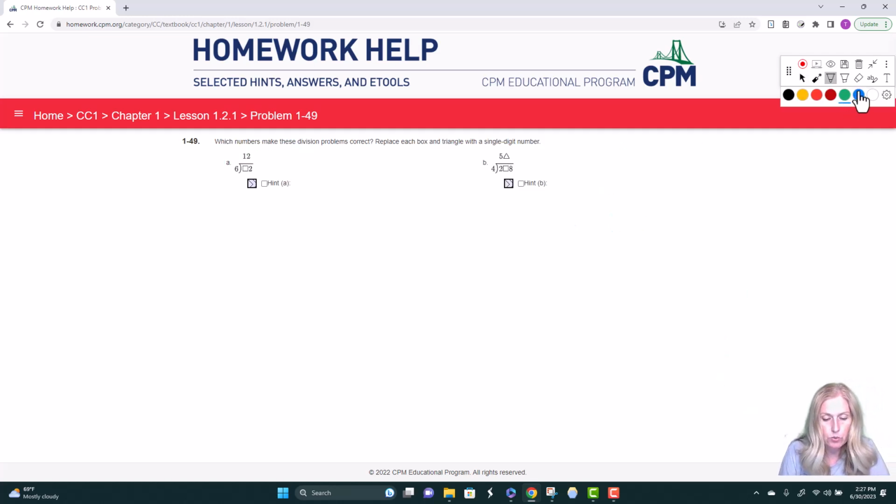Okay, 49. Which numbers make these division problems correct? Replace each box and triangle with a single digit number. Okay, so the first one, we have a number missing in our dividend right there. 6 is being divided into some bigger number, and when you divide it, the answer is 12. Well, the reasonable thing to do is just multiply 12 times 6, and whatever that is should be that number right there. Well, 6 times 12 is 72, so the number missing in the box is 7.